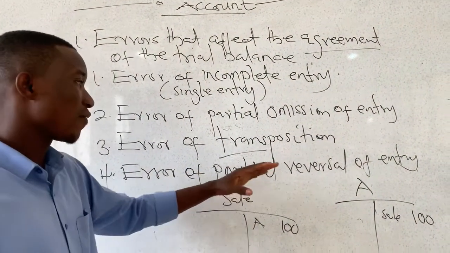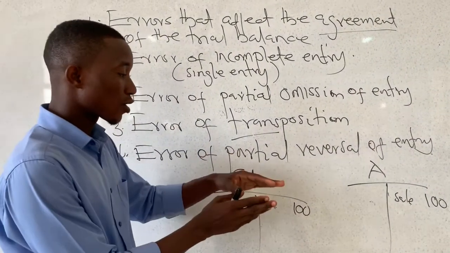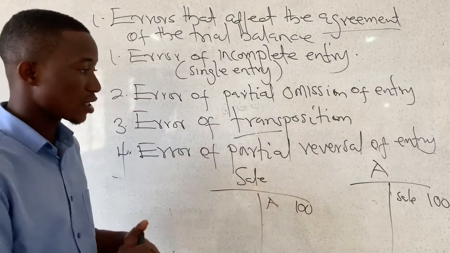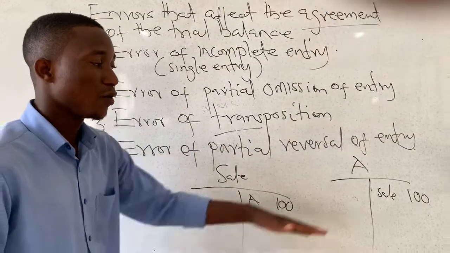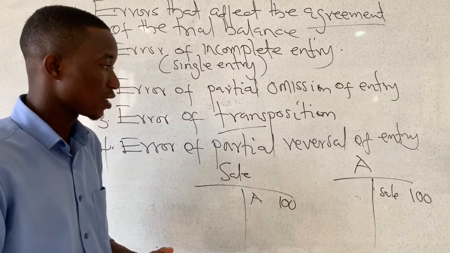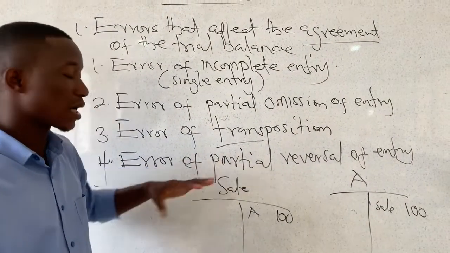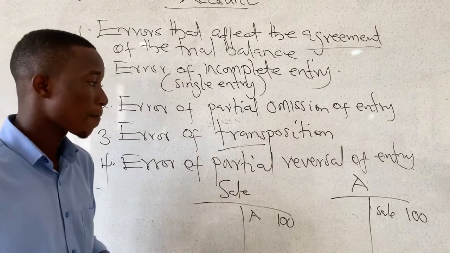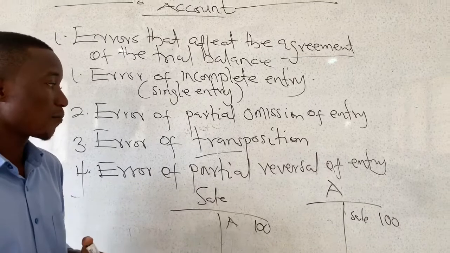So a partial reversal of entry error occurs if we made a double credit entry or a double debit entry. We're supposed to debit customer A's account, we've rather credited customer A's account. It means that one of the accounts has partially been reversed. The sales account has been entered correctly, but customer A's account has been partially reversed.